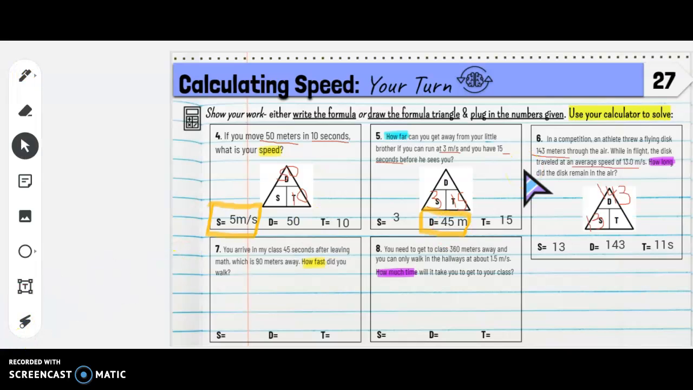For number 6, it gave us the distance of 143 meters and the average speed of 13 meters per second. So we were solving for time. When we plug this into our formula, we have 143 divided by 13. And once you put that into your calculator, you should have gotten 11. And the unit for time here is seconds.